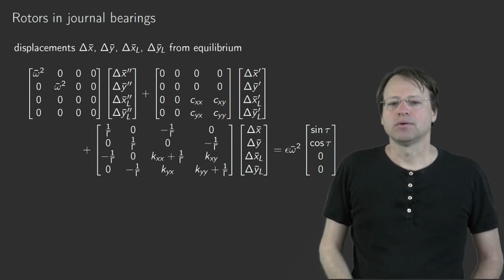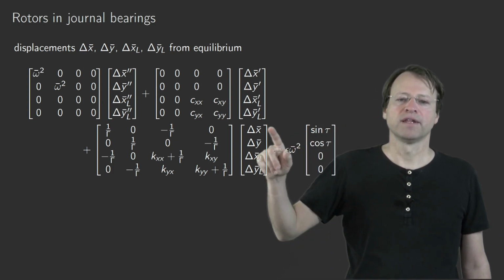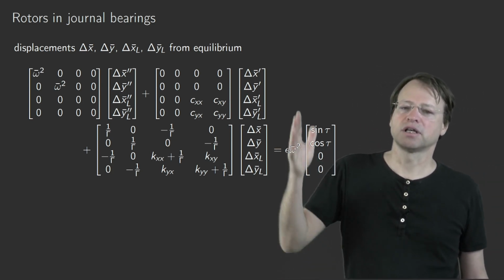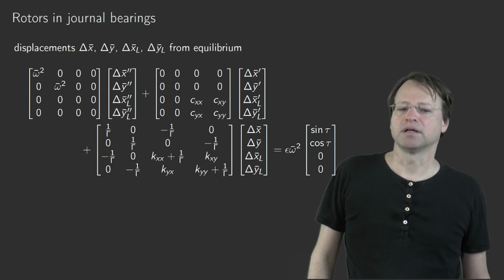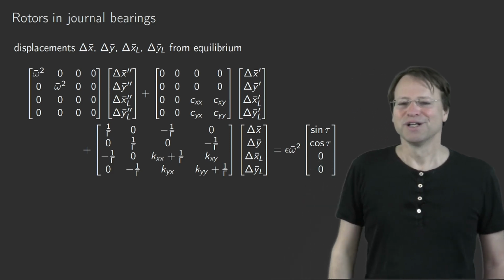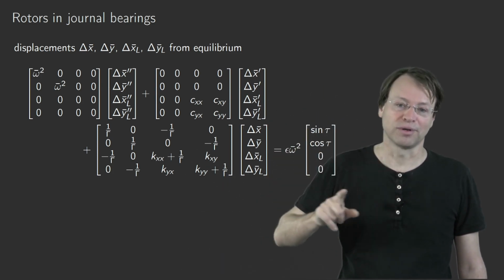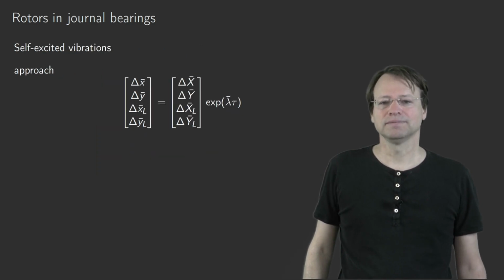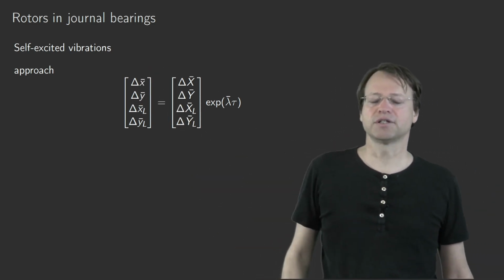So let's study now the homogeneous equation, so self-excitation. So we need a setting for delta x bar, delta y bar, delta xl and delta yl by some integration constants or amplitudes and an exponential function of lambda bar tau. And we don't want to determine that lambda bar tau, but the coefficients of the characteristic polynomial in order to infer the sign of the real part of this lambda bar. So this is here the approach for our self-excited vibrations setting.